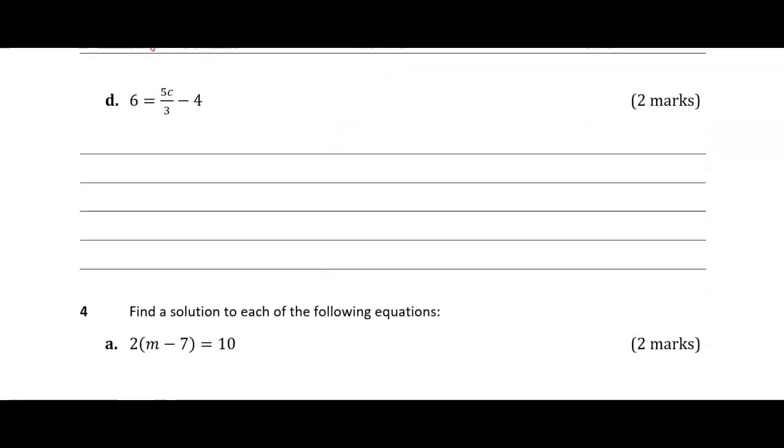All right, question D. Again, we're getting rid of the constant, and that is -4. Remember, the sign is always out the front. So we're going to have 5c over 3. So -4 plus 4, they cancel each other out.